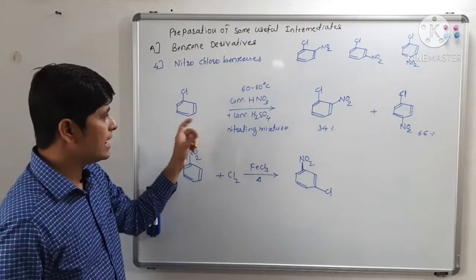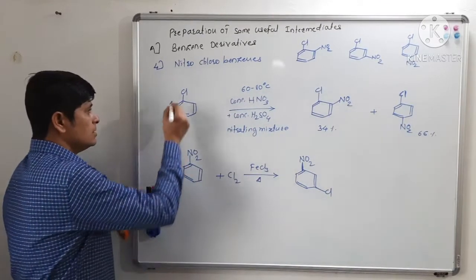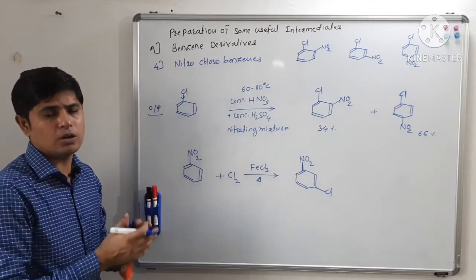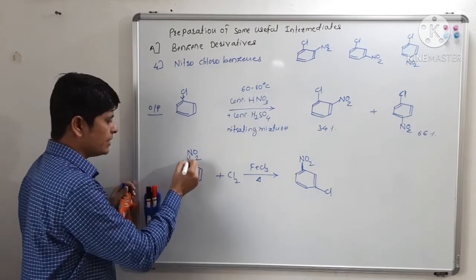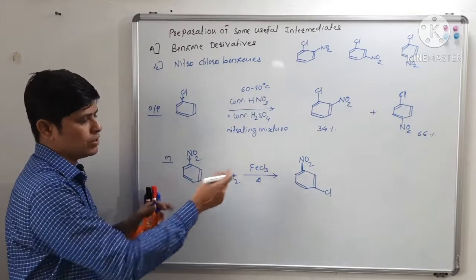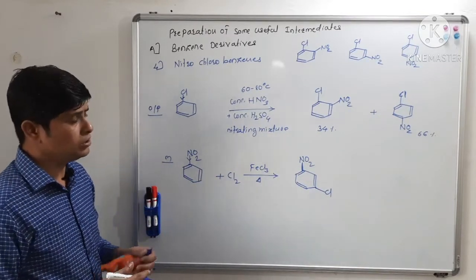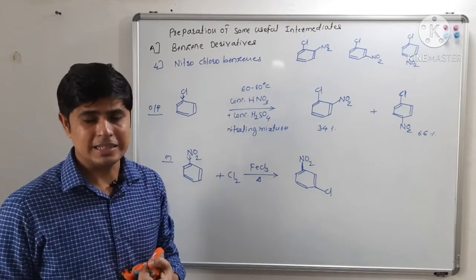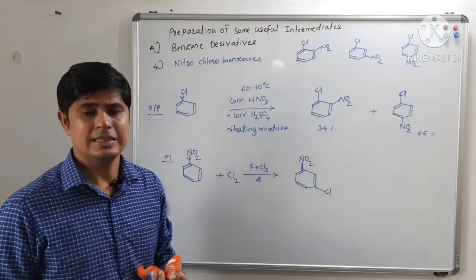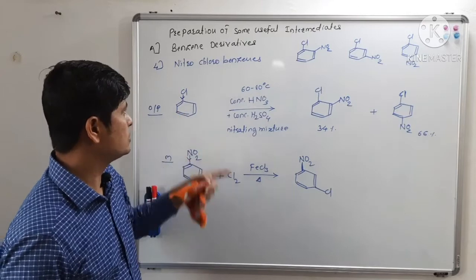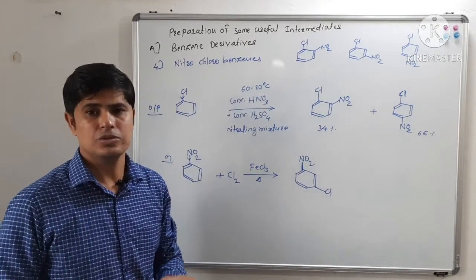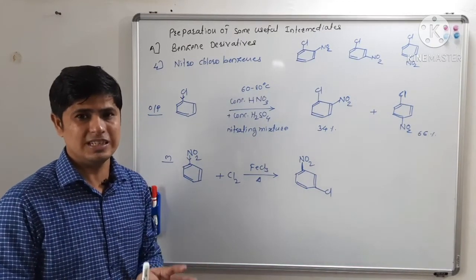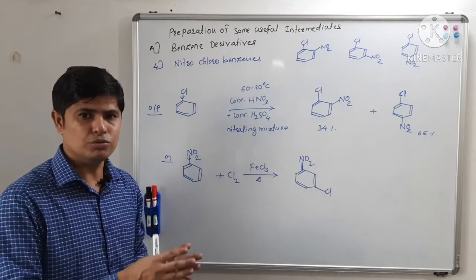In the first reaction, the chlorine group is ortho-para directing, hence we are getting a mixture of ortho and para products. And in the second reaction, the nitro group is meta directing, hence we are getting the meta product. So in this way we have seen the preparation of benzene sulfonic acid, benzene 1,3-disulfonic acid, then sulfanilic acid, and next the preparation of nitrochlorobenzene. So how these useful intermediates can be synthesized, this is what we have seen in today's lecture. You can just go through this.